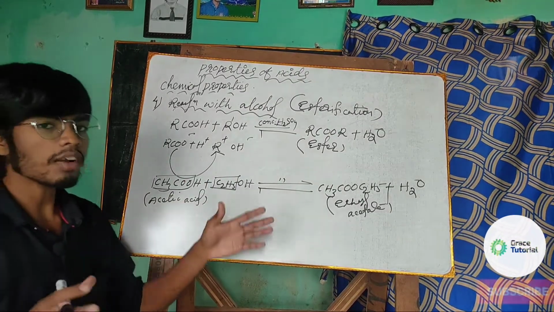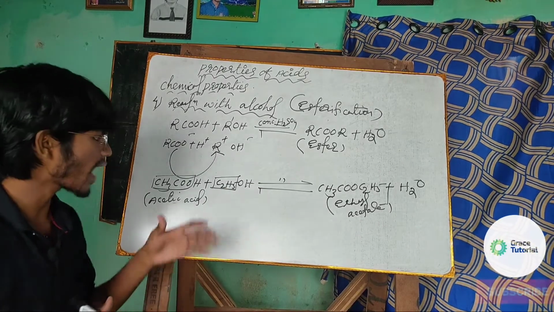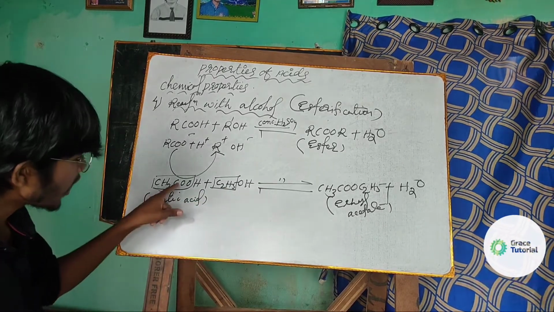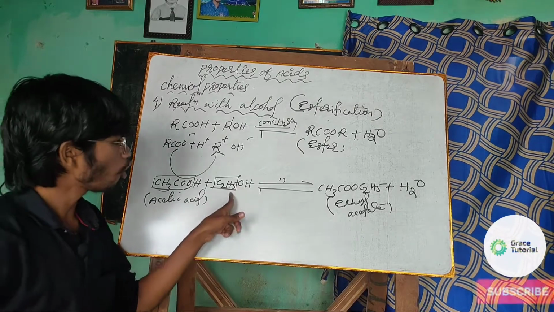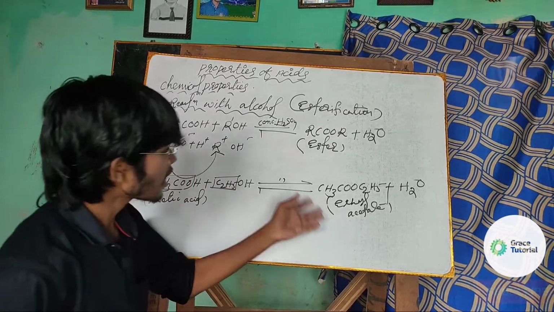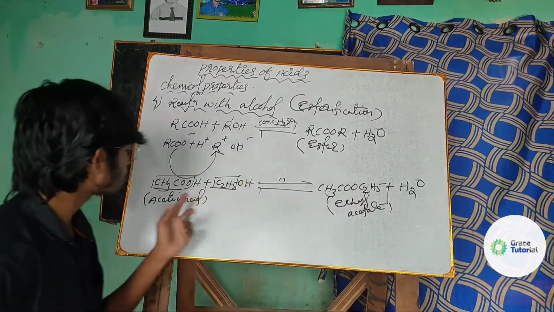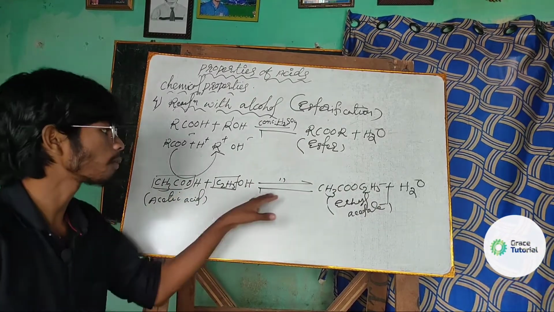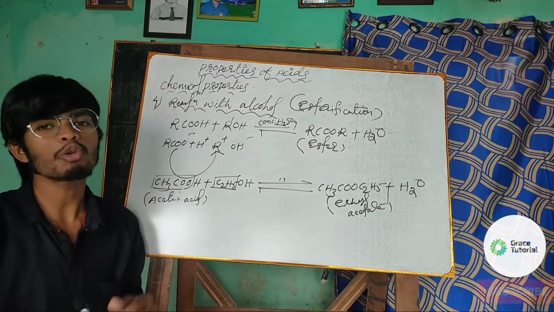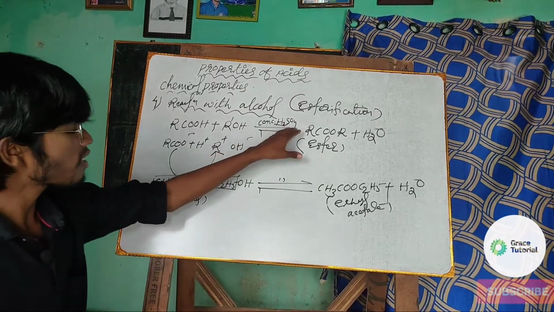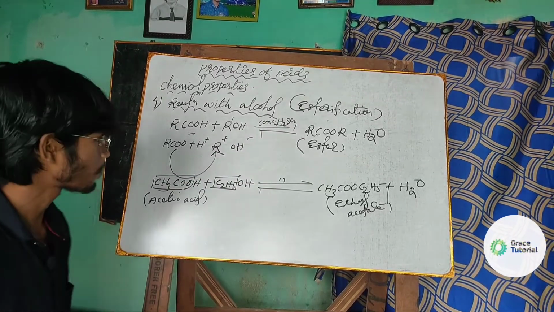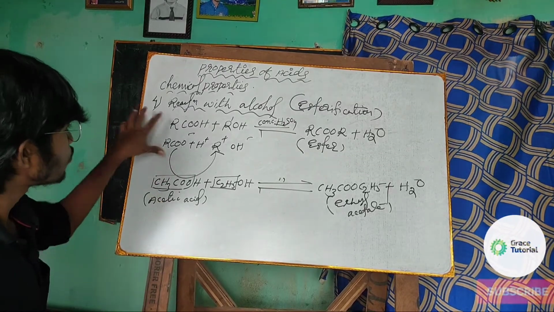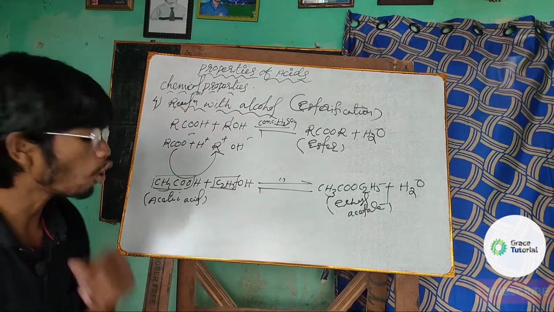So this is one of the most important and relevant reactions for the examination. When acid reacts with alcohol, it gives the ester, and if the ester gets hydrolyzed, again it gives the acid as well as the alcohol. That's why this reaction is reversible in nature. But what is the agent used here? Here concentrated sulfuric acid is used as the agent. So this is all about the fourth reaction, that is reaction with alcohol.